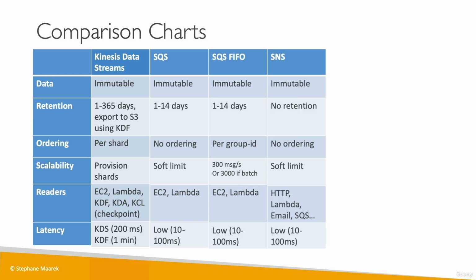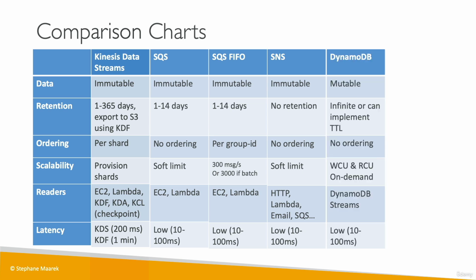Then we have SNS, which is also going to be immutable data. There's no data retention whatsoever, no ordering. This is going to be also something that scales really well, so there's a soft limit, but you can always increase it. And in terms of what can consume from SNS, these are called subscribers. So it can be an HTTP subscriber, a Lambda function, an email, or an SQS queue if we're using fan-out patterns, this kind of stuff. And the latency is going to be quite low, between 10 to 100 milliseconds.